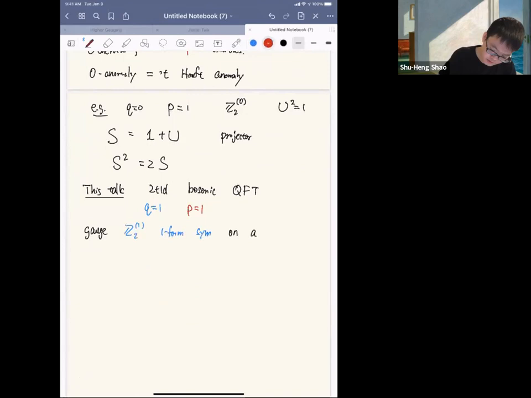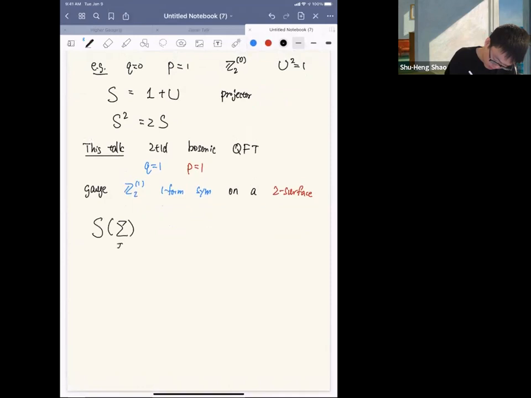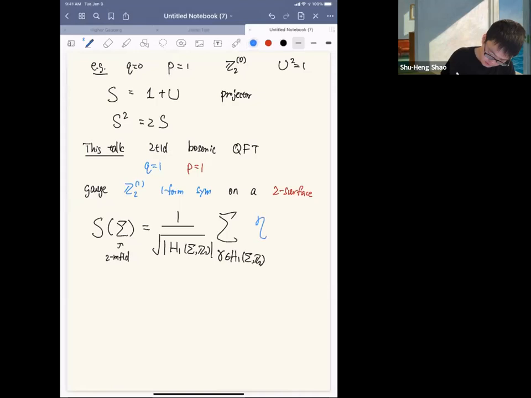On a two surface in spacetime. And the outcome is a two-dimensional condensation defect. So the condensation defect S is now supported on a two manifold. There's a normalization factor. It's the usual factor you insert when you do orbifolding in 1 plus 1D. And you sum over all one cycles on your two-dimensional manifold. And this eta is the topological line. It's the one-form symmetry line that implements the Z2 one-form symmetry.